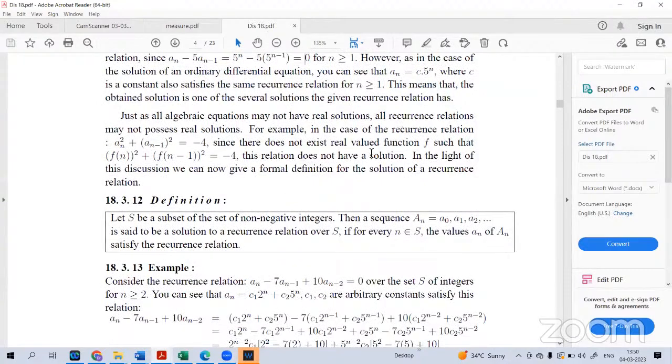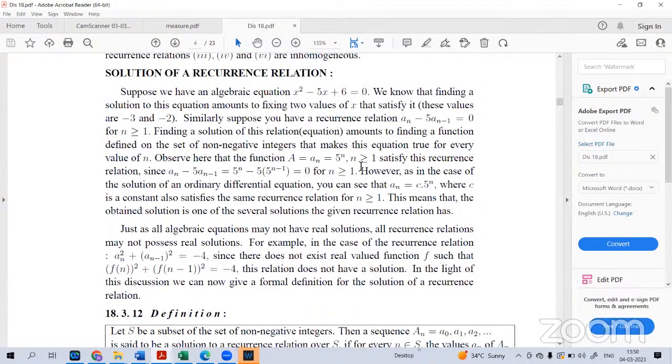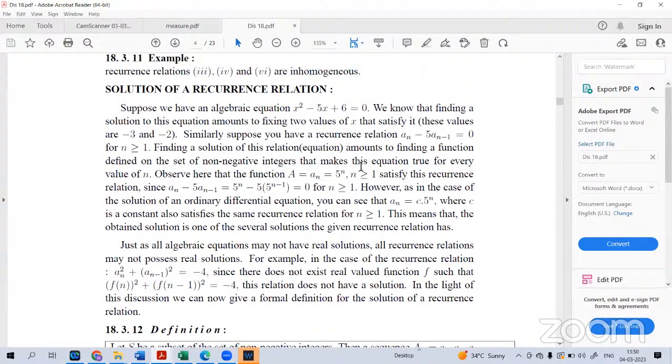Sir, one doubt here. Actually, for the capital A function, we took an is equal to 5 power n. Where is that capital A from? Sorry, sir. In the middle, we took an is equal to 5 power n. How will we know that we have to take 5 power n? Yes, here it is based on the substitution method.